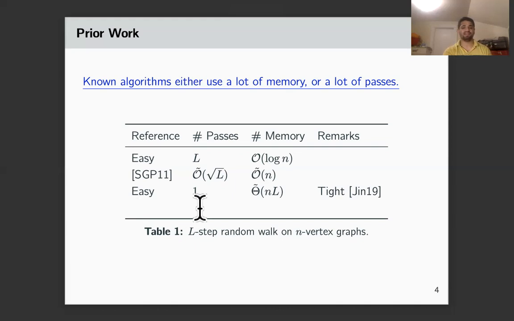But for now, it takes exactly one pass, but it needs NL memory to compute the random walk. We also have a matching lower bound showing that if you insist on having only one pass in your algorithm, then NL memory is needed. And this raises the question, this lower bound really depends on the algorithm only having one pass. Can we significantly save on memory if we have more passes?